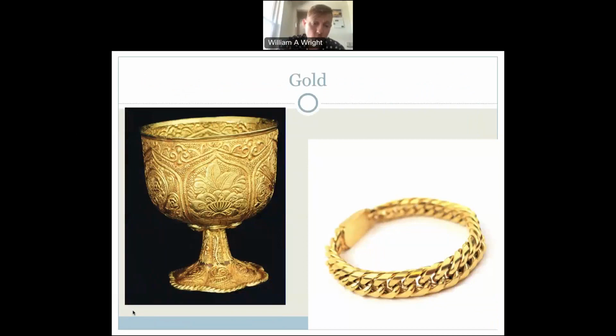And then, of course, gold. Great craft. Fun fact about gold: it will never rust. It can get dirty, but if you clean it, it's shiny, brand new.